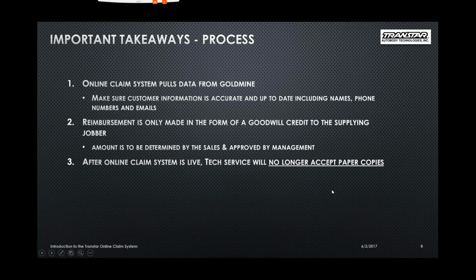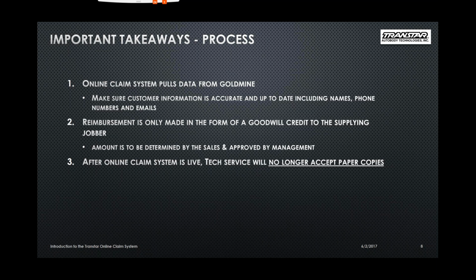on takeaways. So on the process, the online claim system pulls data from the gold mine. So make sure that all your customer information is up to date, names, phone numbers, emails, etc. Reimbursement is only made in the form of a goodwill credit to the supplying jobber. And the amount is to be determined by sales and approved by management. Again, tech service will help give advice on how much we think, but we do not make the approval.